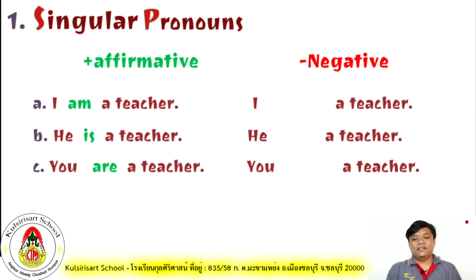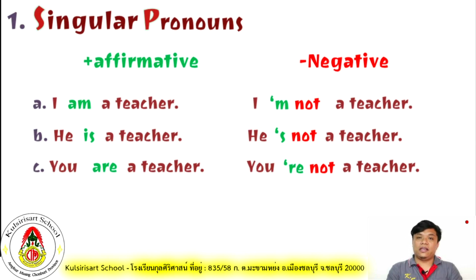Instead of saying I am not, you will say I'm not, for contractions. He is not becomes he's not, and you are not becomes you're not. So negatives can also be contracted. Affirmatives can also be contracted, but we will focus on contraction with the negative form.